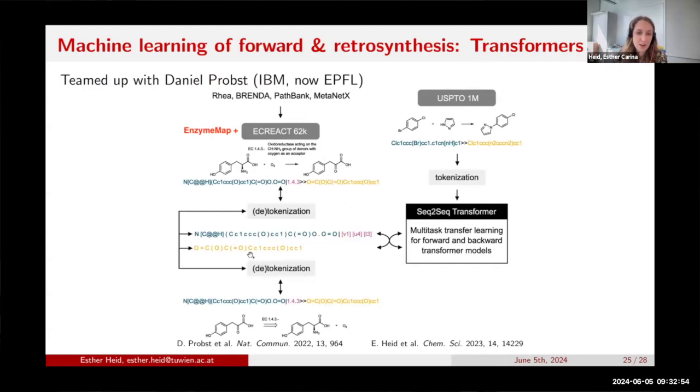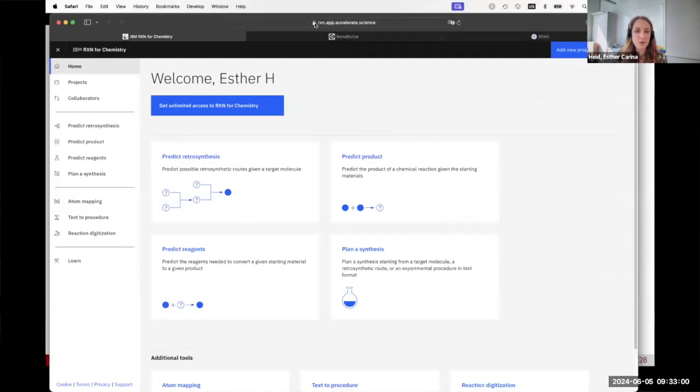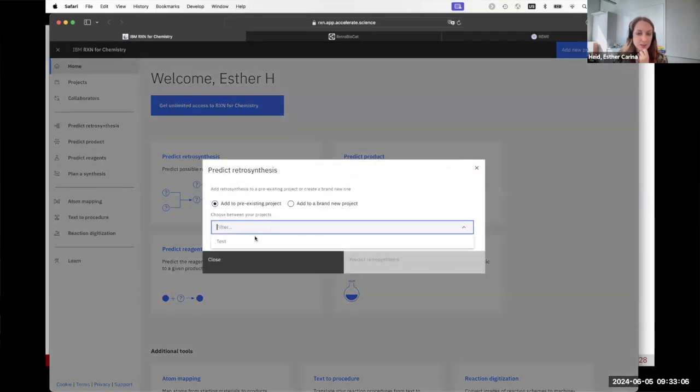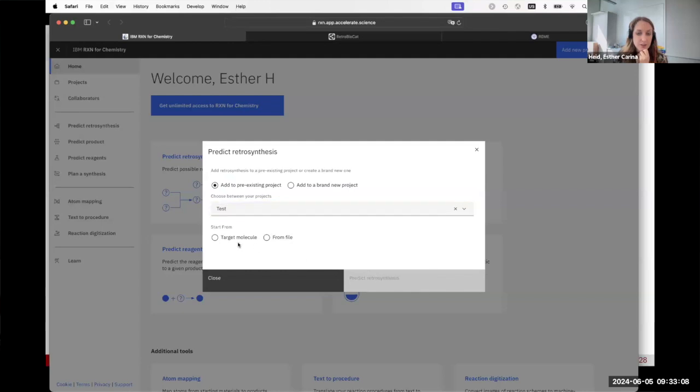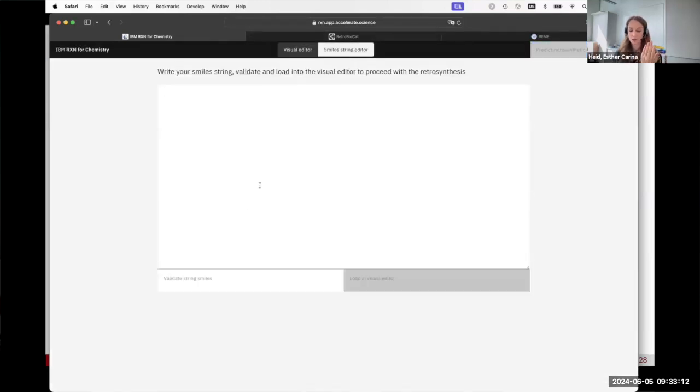Arrived at a much better model that is actually now the foundation of IBM Reaction for Chemistry. And if you go to the IBM Reaction for Chemistry website and you say predict retrosynthesis, and I'll just add this to an existing project, and you want to synthesize something, I don't know, I'm just making up something.